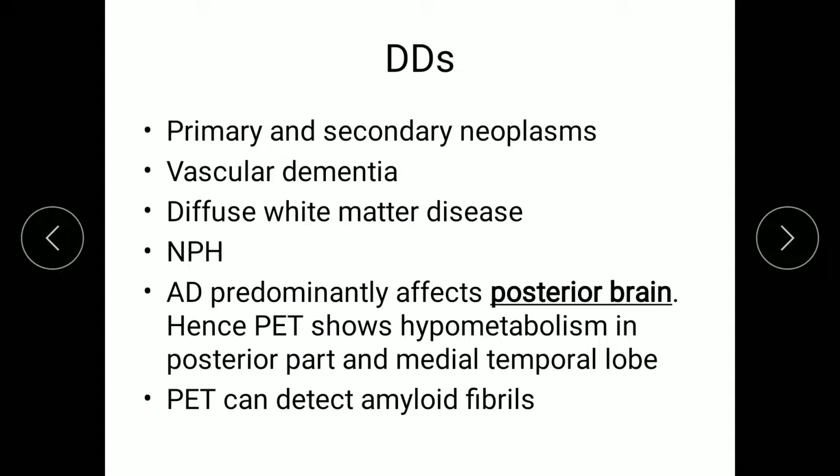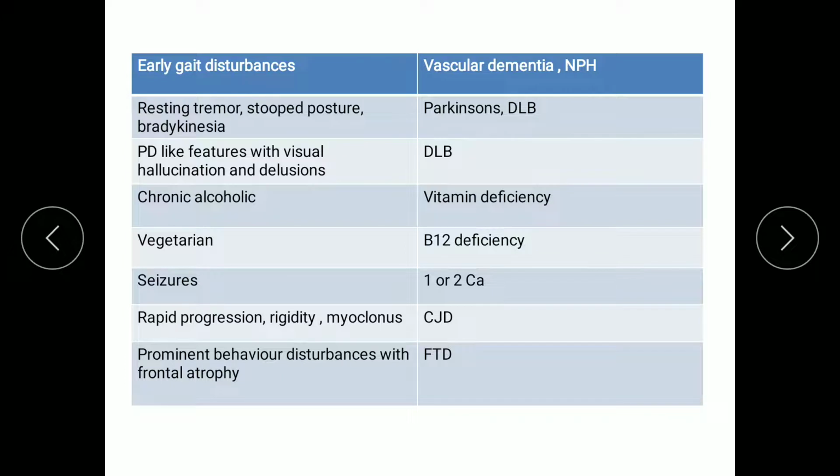Differential diagnosis always includes treatable causes like primary and secondary neoplasms, vascular dementia, diffuse white matter disease, normal pressure hydrocephalus, which has a triad of urinary incontinence, gait apraxia and memory disturbances. And Alzheimer's disease predominantly affects the posterior part of the brain. Hence, PET scan will show hypometabolism in the posterior part and medial temporal lobe. The PET can also detect amyloid fibrils. These are the differential diagnoses.